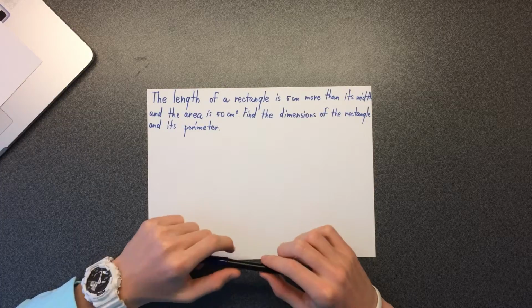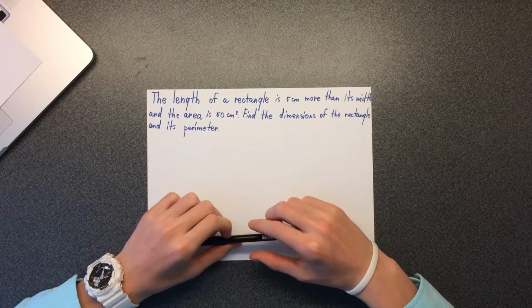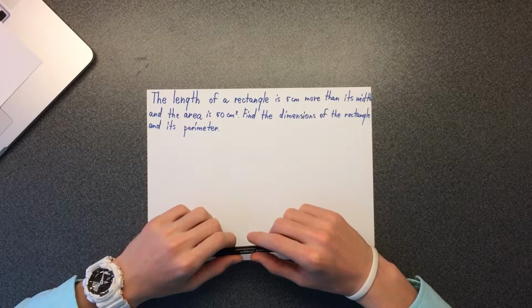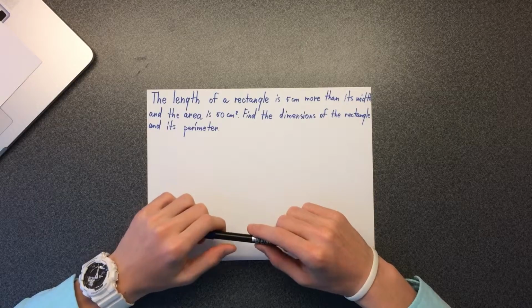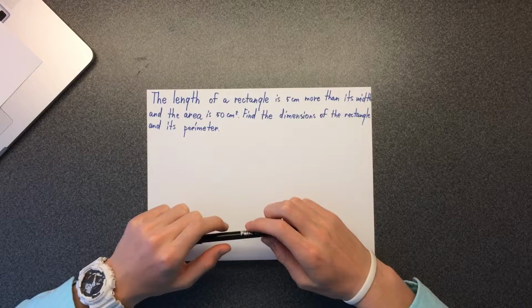The first example is here. The length of a rectangle is 5 centimeters more than its width, and the area is 50 centimeters squared. Find the dimensions of the rectangle and its perimeter.